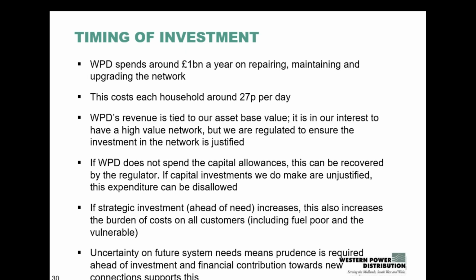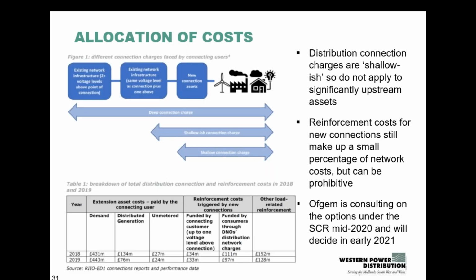Uncertainty of our future system needs means that we have to be very prudent when it comes to investing ahead of need, and to do so we really require financial contribution from people if they are identified as triggering this reinforcement or benefiting significantly from this reinforcement. And this comes into cost allocation. So distribution connection charges are what we call shallowish. That little picture there shows the network on the right hand side.